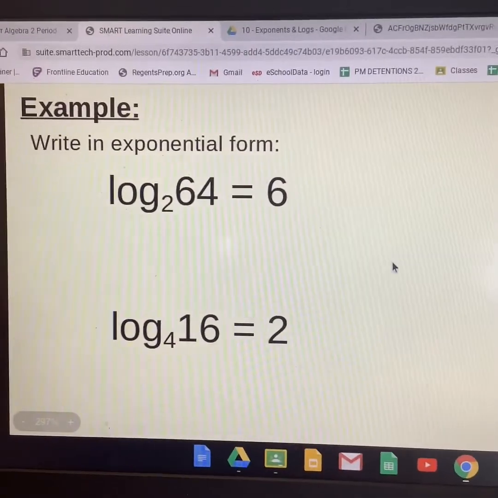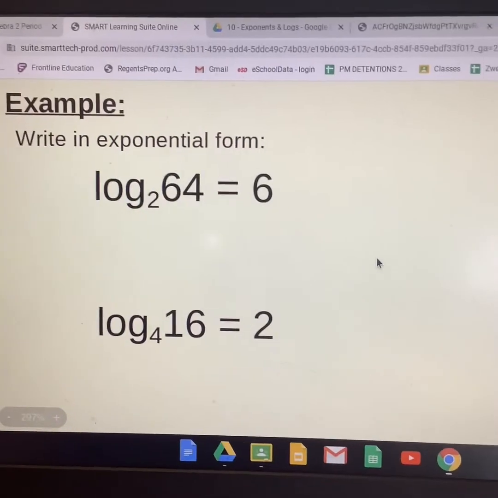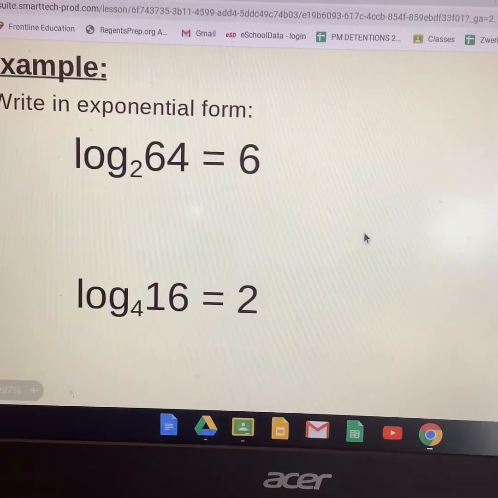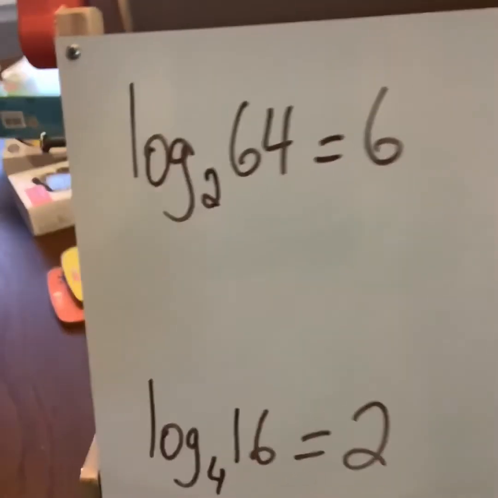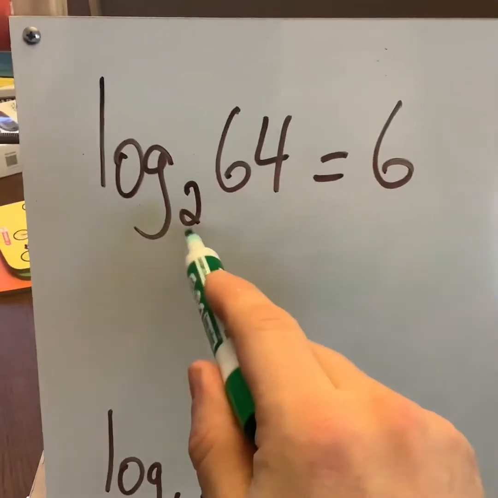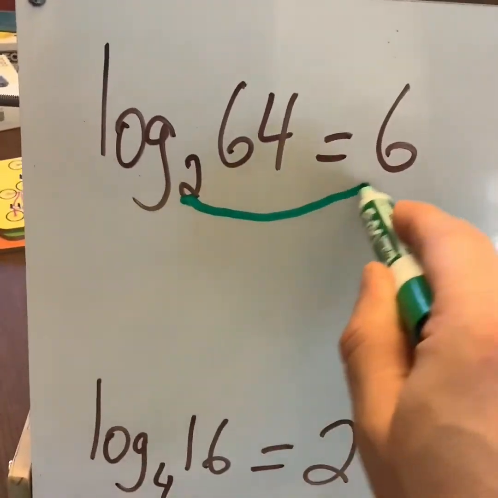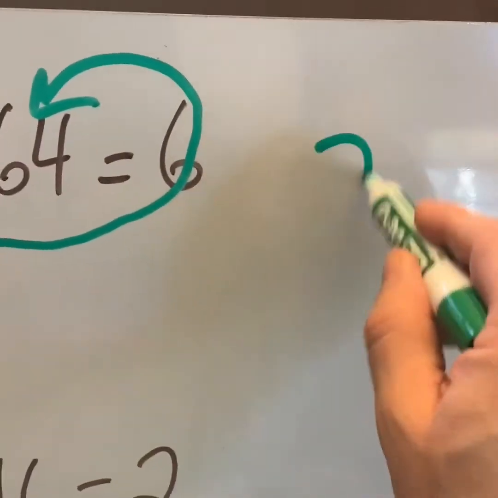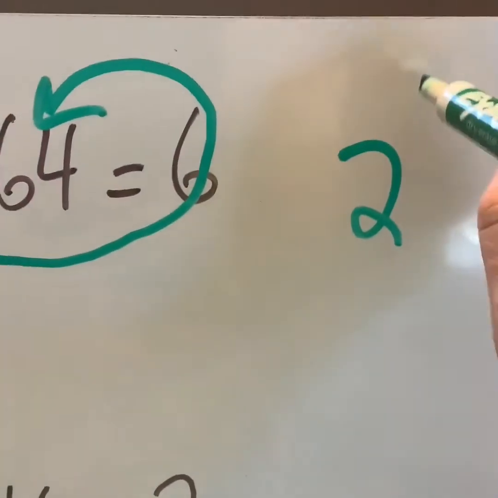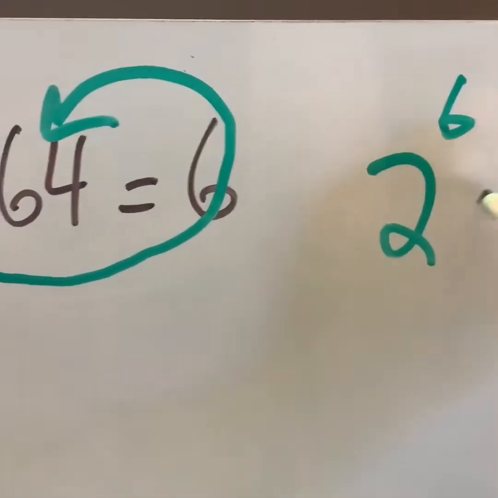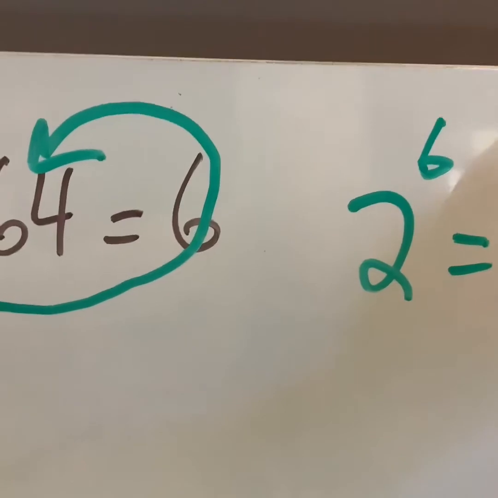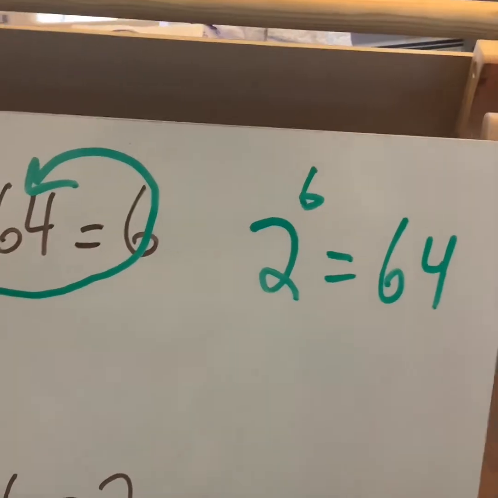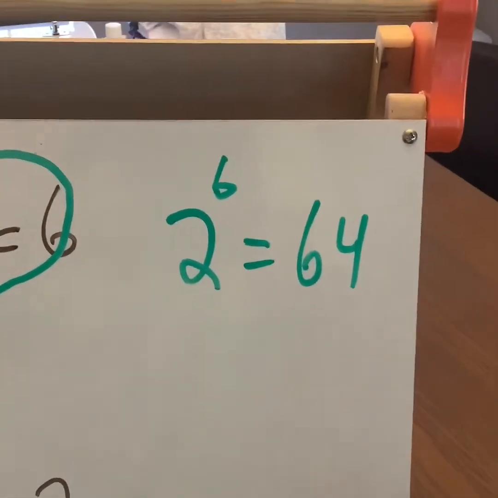So write these two into exponential form. We've got log base 2 of 64 equals 6, and log base 4 of 16 is equal to 2. So the first one, we've got log base 2 of 64 equals 6. Do the lasso. Start at the 2, loop around through the 6, and you're going to end up pointing at the 64. We started at 2. The next number we hit was 6, so that's going to be our exponent. And then we get equals, and then the arrow's pointing to 64. So log base 2 of 64 equals 6 becomes 2 to the 6 equals 64.